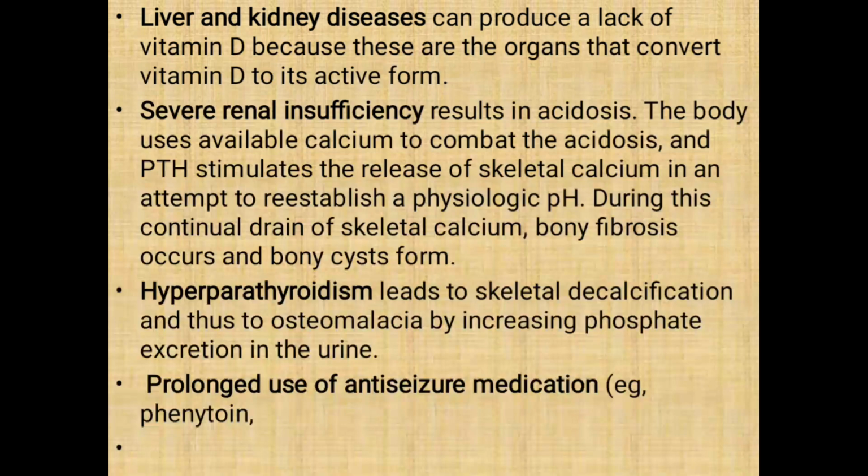skeletal system, bone fibrosis occurs and bone cysts form, and we get osteomalacia, the bones start to bend, right? Or the other way around, in a child, rickets. Hyperparathyroidism leads to bone decalcification and thus to osteomalacia, as it increases phosphate excretion in urine. Also, prolonged use of anti-seizure drugs like phenytoin.